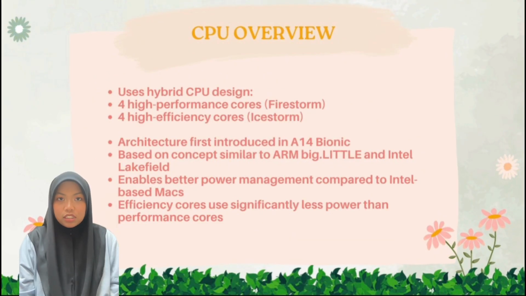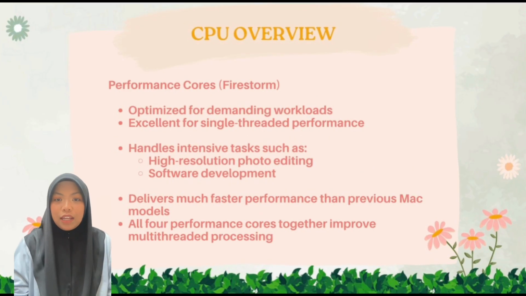The Apple M1 processor adopts a hybrid CPU design that includes 4 high-performance cores known as Firestorm and 4 power-efficient cores called Icestorm, a configuration first introduced in the A14 Bionic chip. This architecture follows a concept similar to ARM's big.LITTLE approach and Intel's Lakefield processors, enabling more effective power management compared to earlier Mac systems that relied on Intel processors. According to Apple, the efficiency cores consume significantly less energy, requiring only a fraction of the power used by the performance cores. Apple M1 is equipped with an 8-core CPU made up of 4 performance-focused cores and 4 efficiency-focused cores.